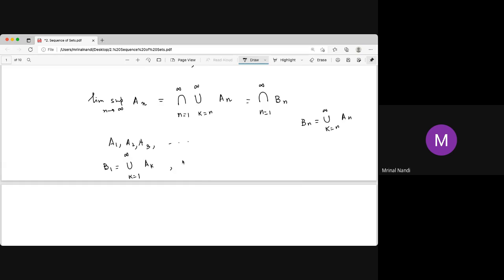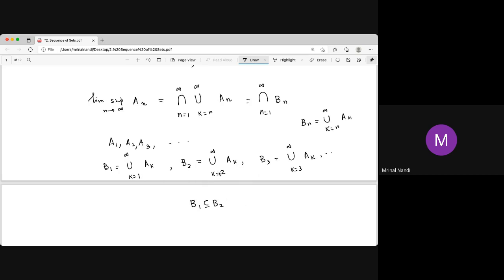Now what is B2? You just drop A1, so it is the union over 2 to infinity. What is B3? You are again dropping one more, A2. So what happened? B1 and B2 may be equal, since the elements of A1 may also be in A2 or A3, but B2 can't be a superset of B1.